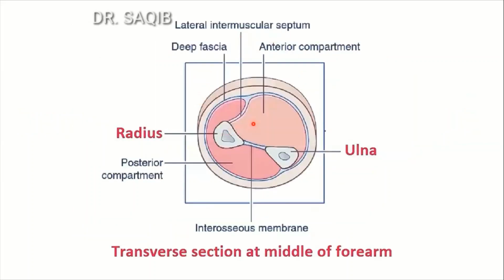This is also a cross section, and here you could see this is radius, this is ulna, this is the anterior compartment of the forearm, this is the posterior compartment of the forearm, and this is the deep fascia, right? And this is the interosseous membrane. Here you could see this is a lateral intermuscular septum.